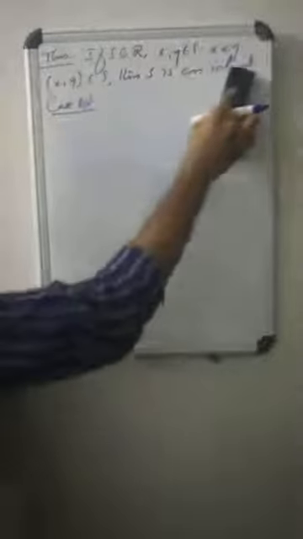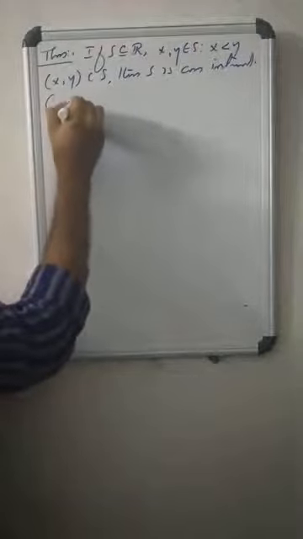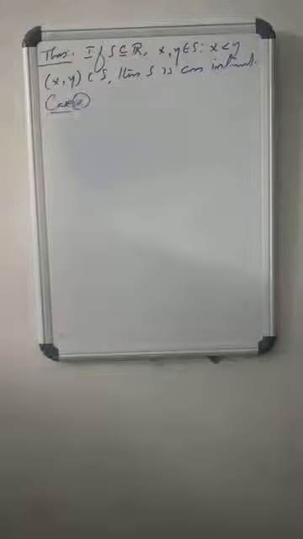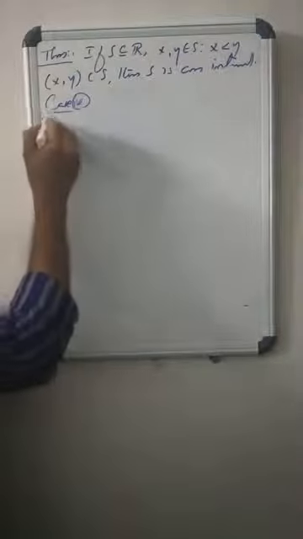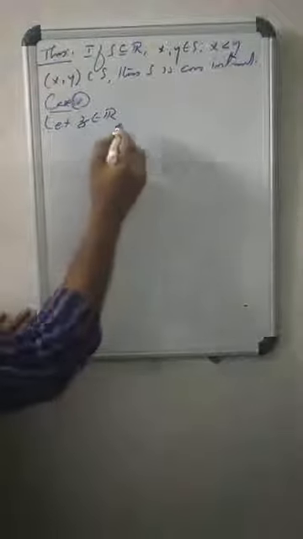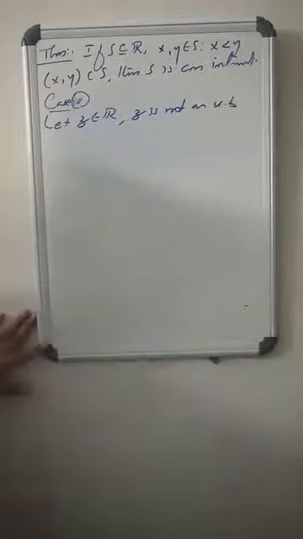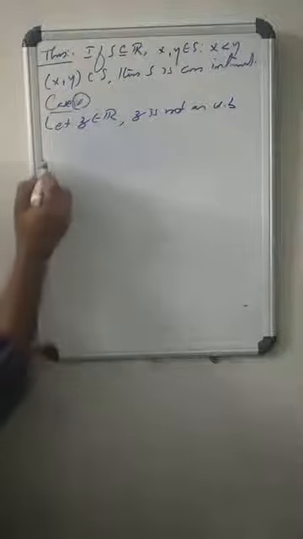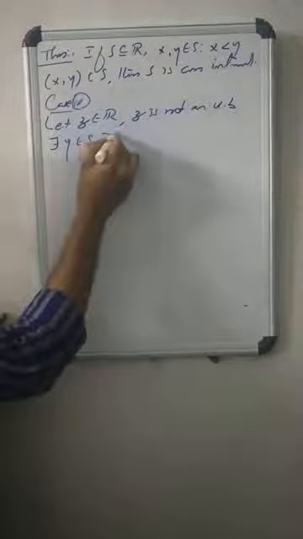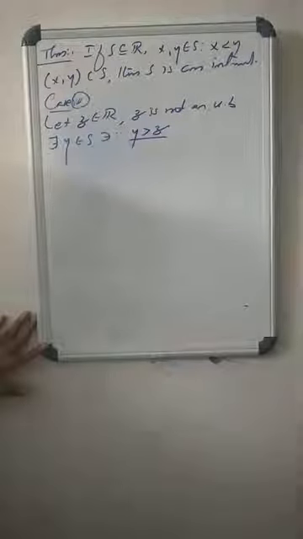And the fourth case is S is neither bounded above nor bounded below. Case 4. Let z be any real number in R. Then since S is not bounded above, z is not an upper bound. Z is not an upper bound means there exists some y in S such that y is greater than z.